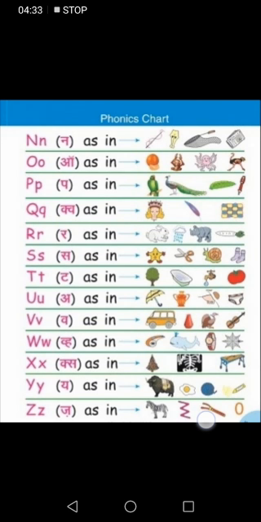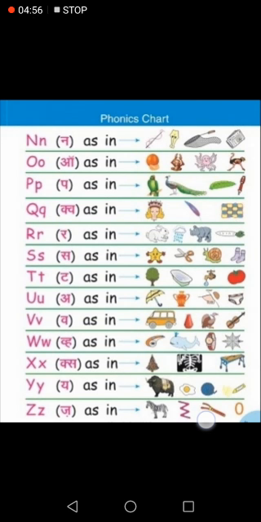Okay, the next letter will be S, but the sound will be S. For example, as in scissor, socks, sun. Okay, so the next letter is T, but the sound will be T. What will be the sound? T. So, as in tree.